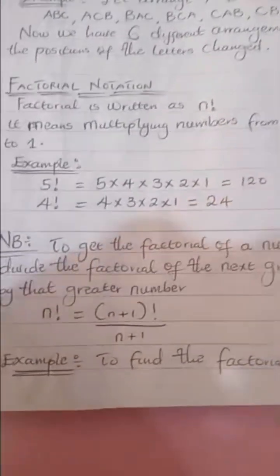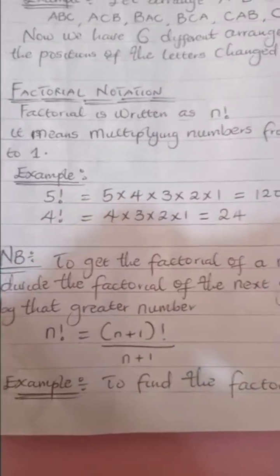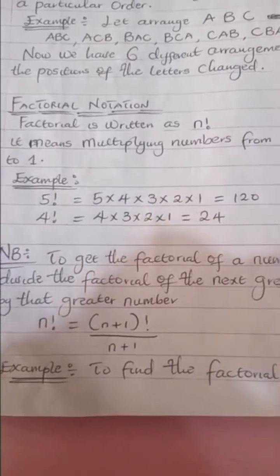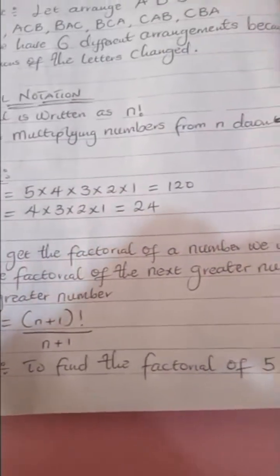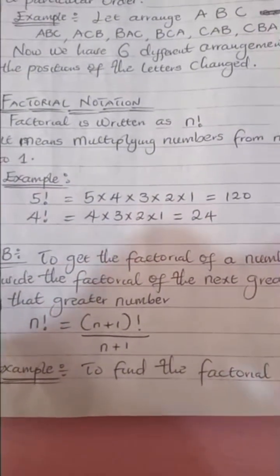All right, now moving down, we talk about factorial notation. So what is factorial notation? Factorial is written as n exclamation mark. It means multiplying numbers from n down to 1. So it means you multiply a number from n down to 1.